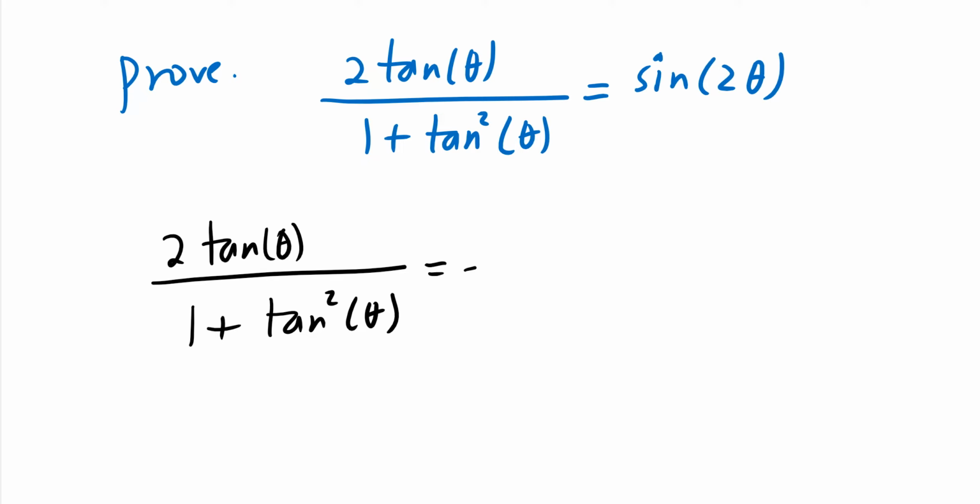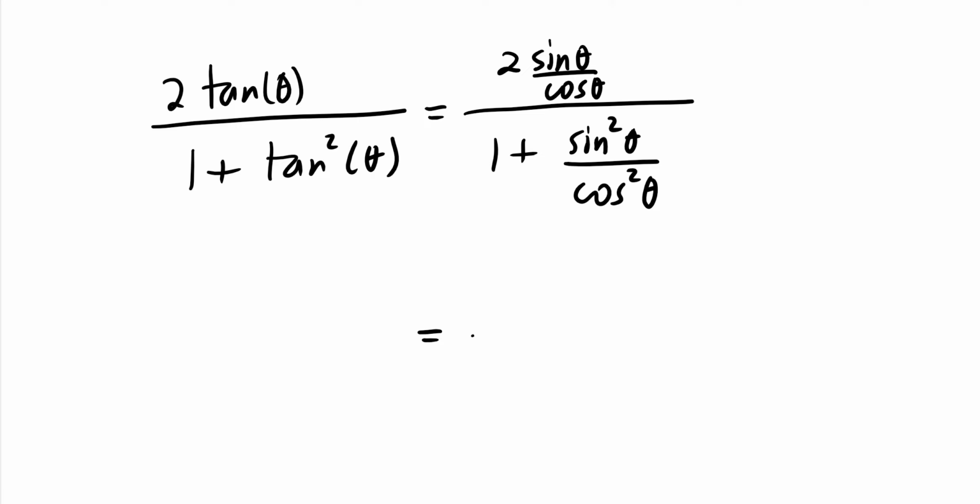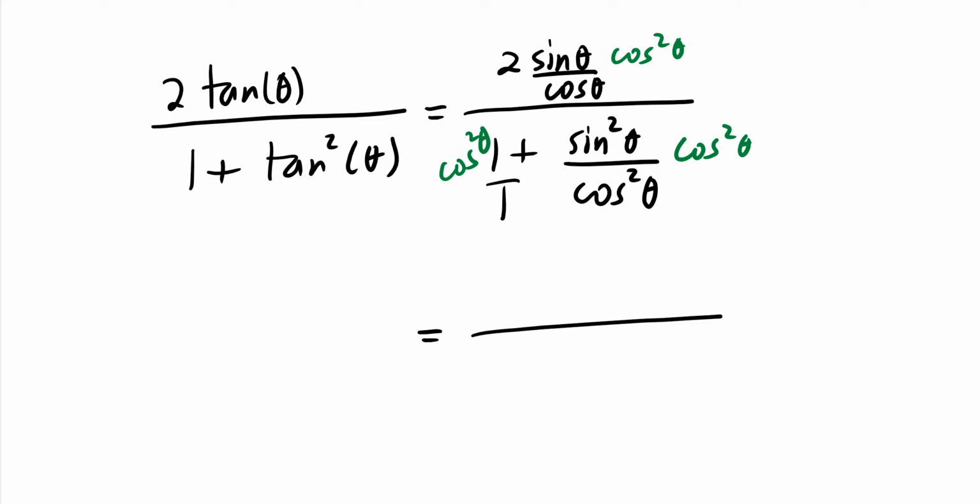How do we do so? Well, I know sine 2 theta on the right side is 2 sine cosine. So that motivates me to convert everything into sine and cosine. So that's 2 sine theta over cosine theta, and this is sine squared theta over cosine squared theta. We multiply by the LCD because that's a complex fraction. The LCD here is cosine squared. So we multiply the top of each one of them by cosine squared.